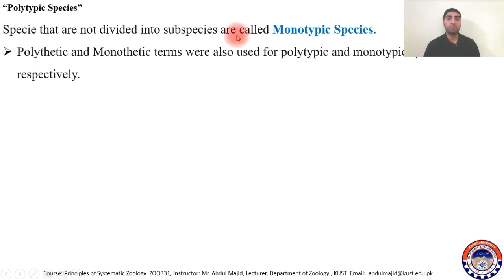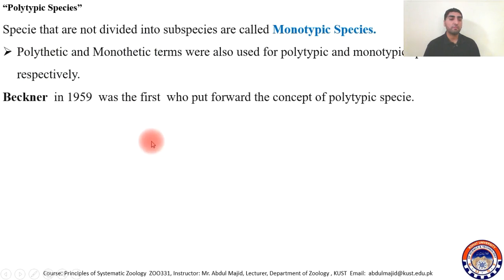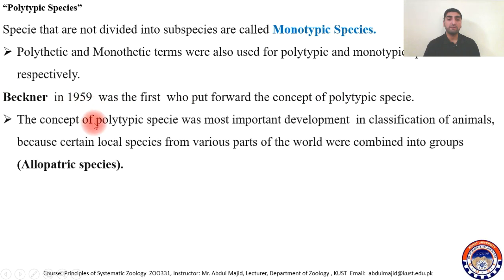Like polytypic was used for polytypic species, and monotypic was used for monotypic subspecies in the literature. So Beckner in 1959 was the first who put forward the concept of polytypic species. The idea of polytypic species was actually given by Beckner in 1955. The concept of polytypic species was the most important development in classification of animals because certain local species from various parts of the world were combined into groups like allopatric species.